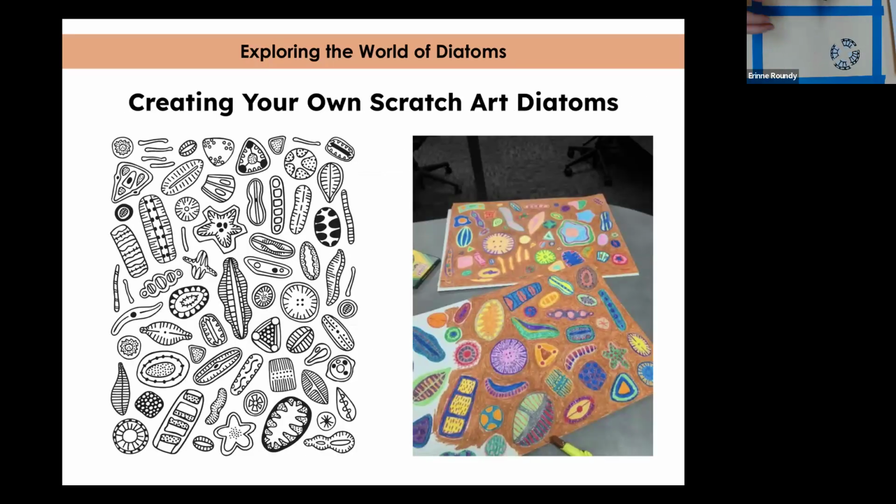So I want us to keep those things in mind as we move on to drawing our diatoms. So I have with me a 4x6 piece of paper and my crayons. And I am going to begin drawing my diatoms onto my piece of paper. And this is going to be the beginning part of our scratch paper.